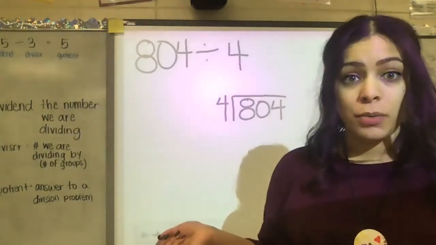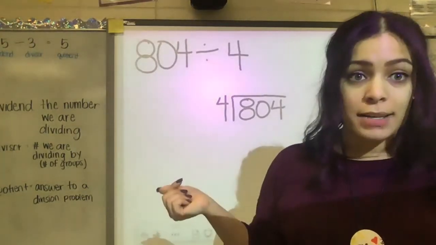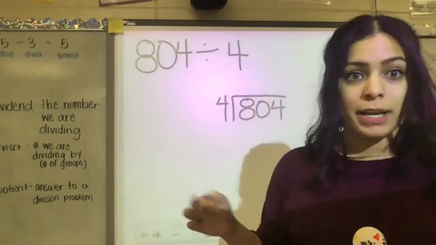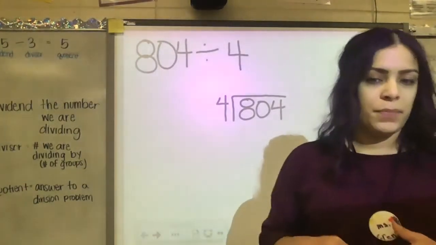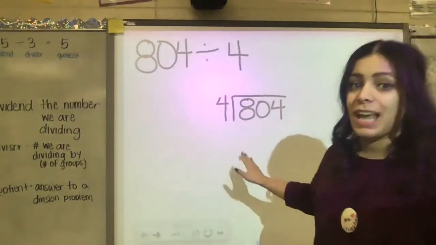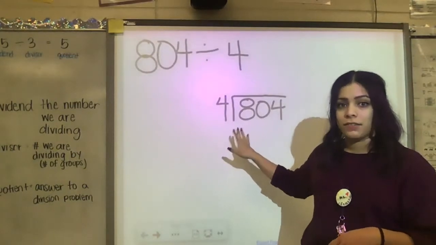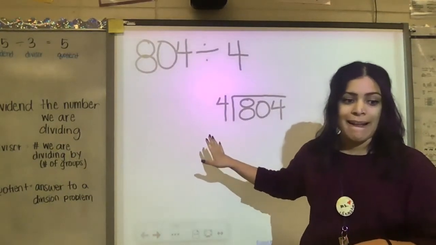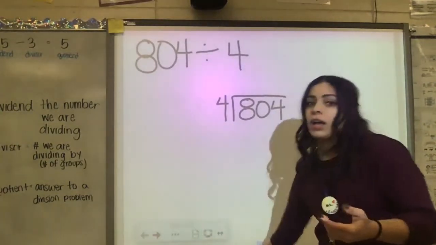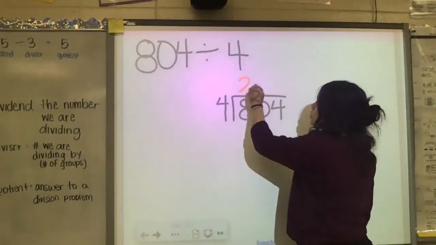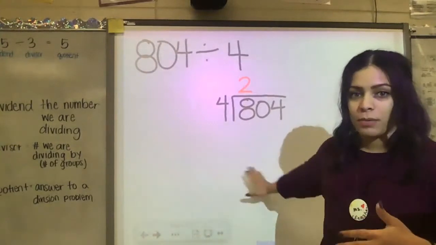What is our first step to doing 804 divided by 4? We need to start in the highest value and divide the hundreds place. We have to divide the largest unit by 4. So think of this not just as 8, but 800s. So I'm thinking to myself, 800s divided by 4 equals what? 800s divided by 4 is going to get me 200s.